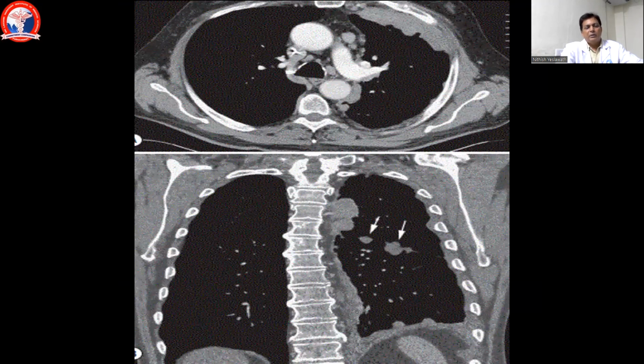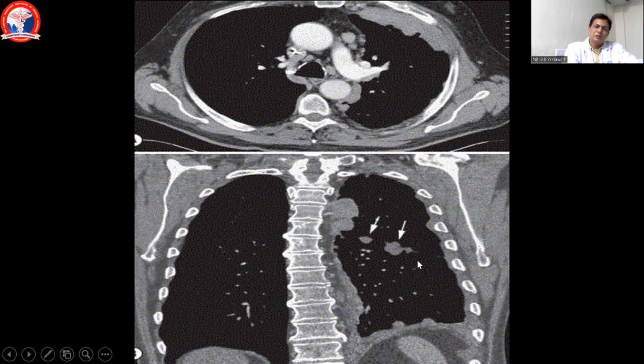Next image. Here again we are seeing irregular and thick pleura. The first image is an axial image in a contrast study. What we are getting to see here is a very thick, irregular, irregular-margined pleura. Few nodes are also seen, mediastinal and hilar region nodes. Few lymphadenopathy is there.